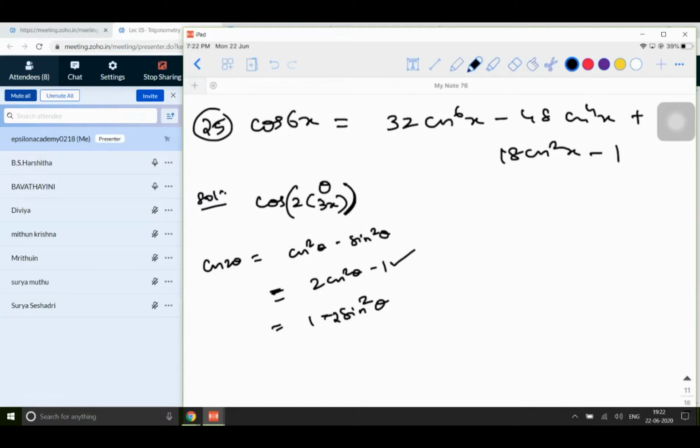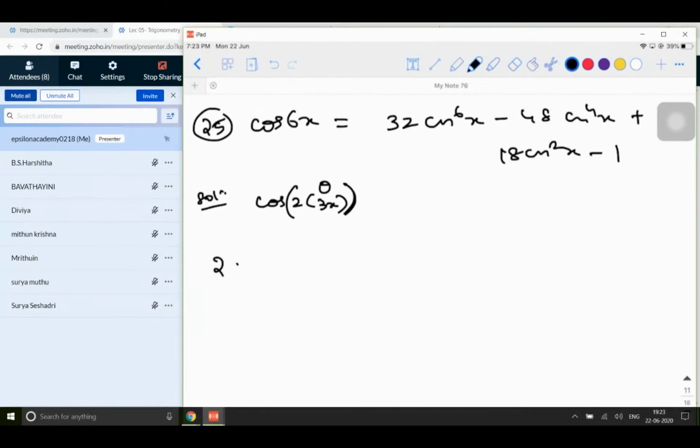See, this doesn't mean that if you choose this one or this one, you will not get the answer. You will get it. Maybe it will become complicated. So even before you know what solution you are going to get, you need to think in this way. That is what I'm trying to say. So I'm going to choose 2 cos square theta minus 1.